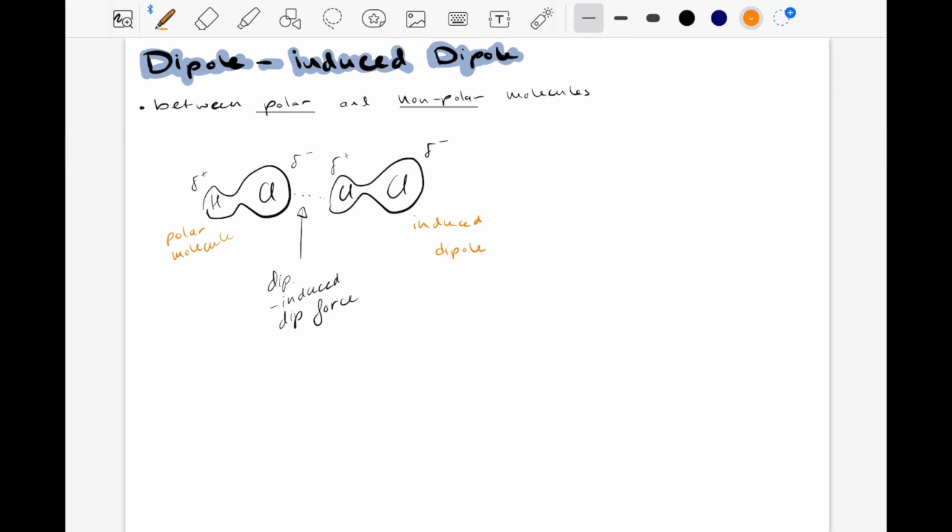And the attraction between the slightly positive and the slightly negative side of these molecules is now a dipole-induced dipole force. And the strength of this is somewhere in between London forces and dipole-dipole forces because we have both nonpolar and polar molecules.